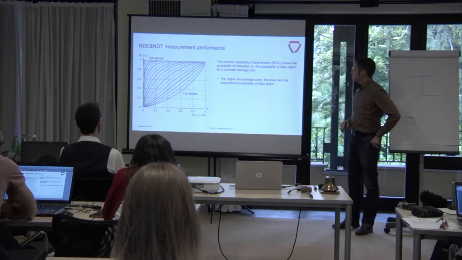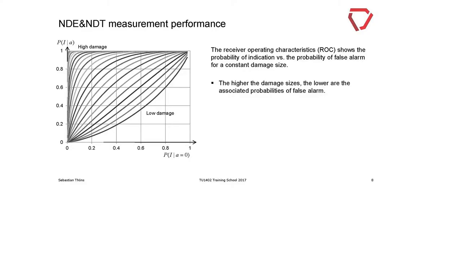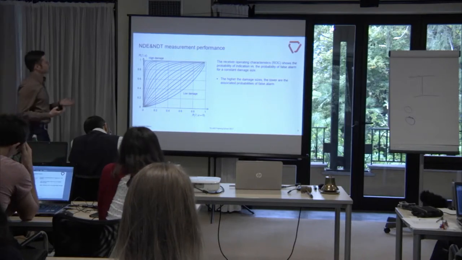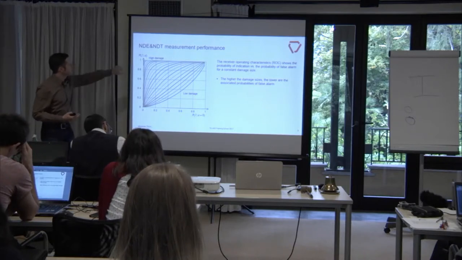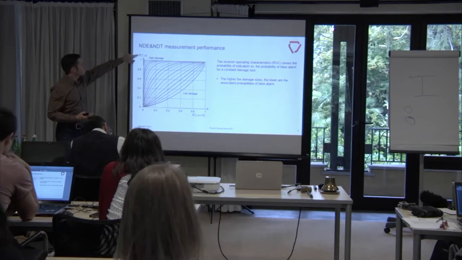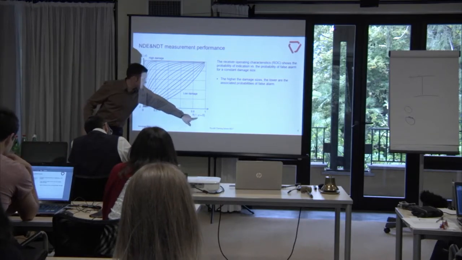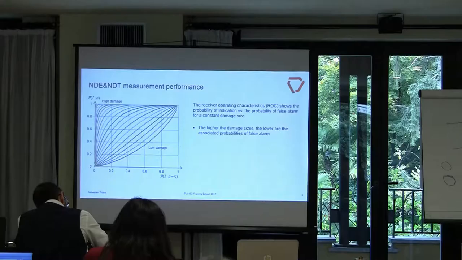And what do we have here? That's another concept. You can basically get out the entity and measurement performance modeling only out of the probability of indication given a damage and probability of indication given no damage. So these are the 4 probabilities I had on the first slide.